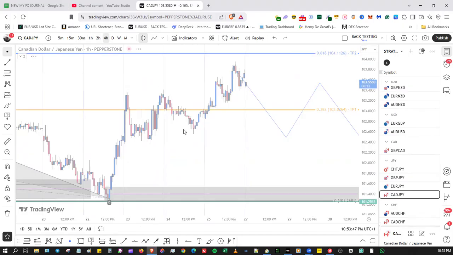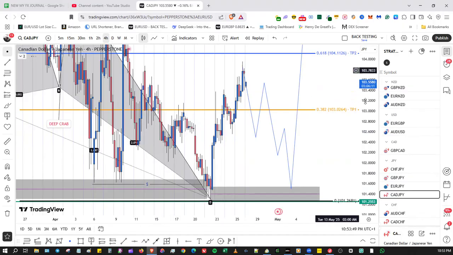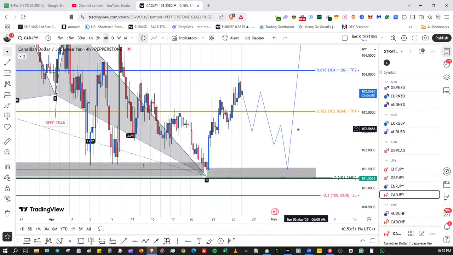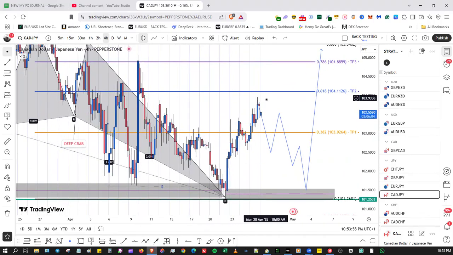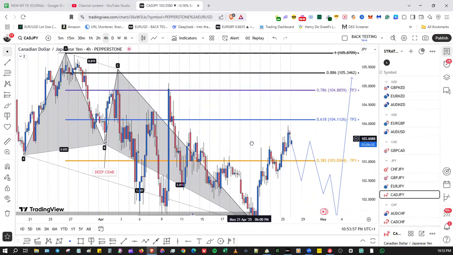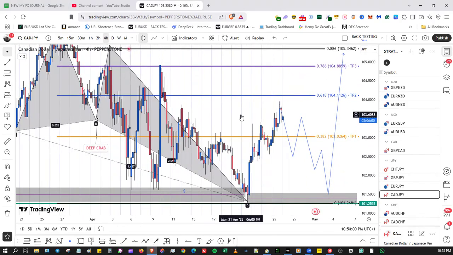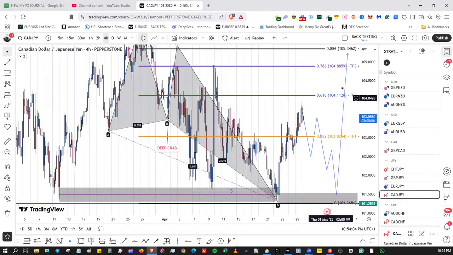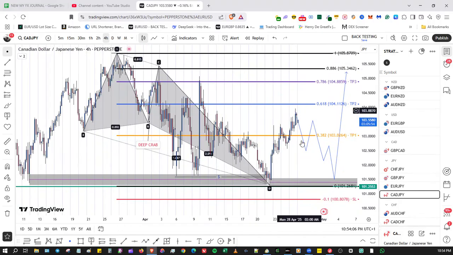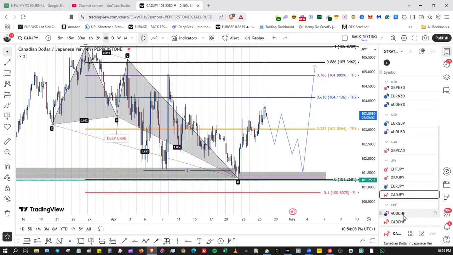For CAD JPY, we are looking to see if price can retrace back into this order block before continuing to push up. So let's see what happens. The market just opened, so we still have a lot of time to analyze this pair. But I'm looking for a long-term buy. If price can trace back into this level, look out for a buy.